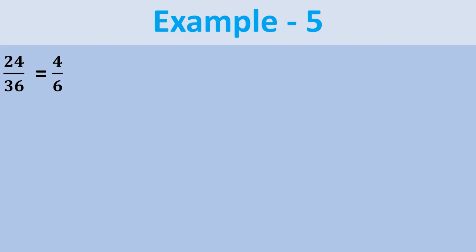Is this the smallest term? No. Both the numerator and denominator are divisible by 2. 4 can be written as 2 times 2. 6 can be written as 2 times 3. Cancelling the 2 from both numerator and denominator, we get the answer 2 by 3.